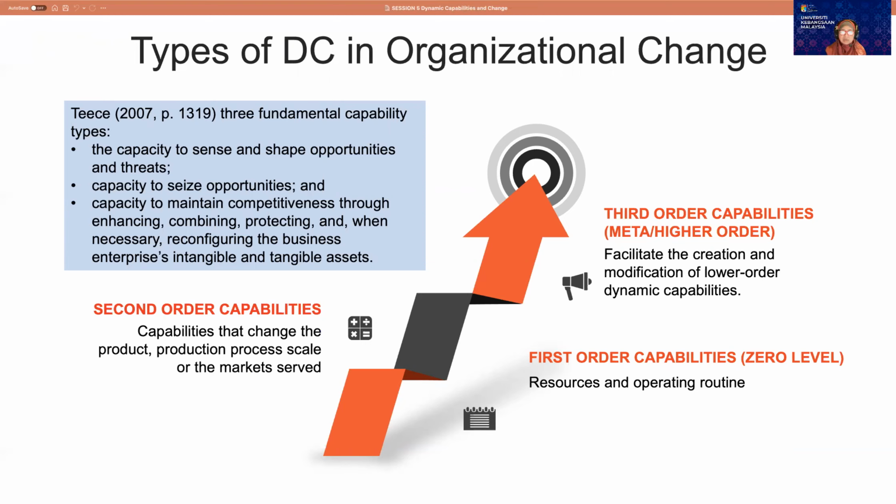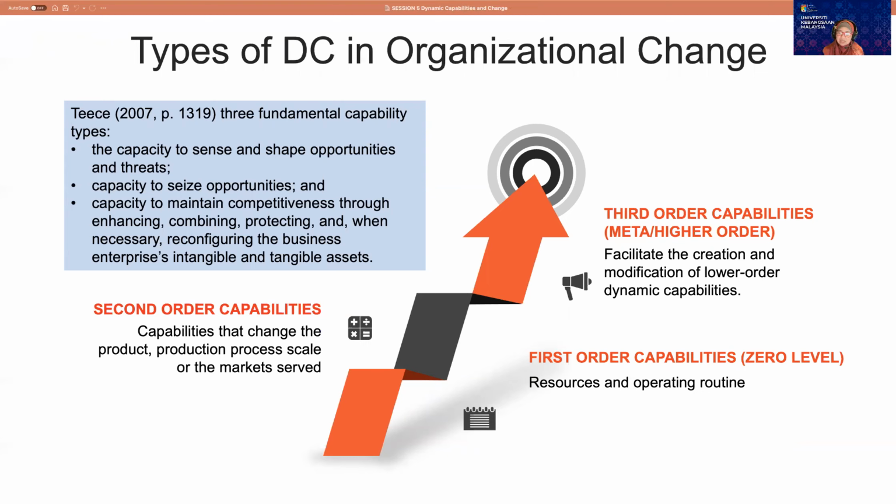So in a nutshell, all are talking about the ability to predict, to see the trends, to see the changes that are coming in the environment, and then the ability to identify where the company can go with the changes in the environment. And finally, the ability to recombine and reconfigure the resources that the organization has in order to seize the opportunity.